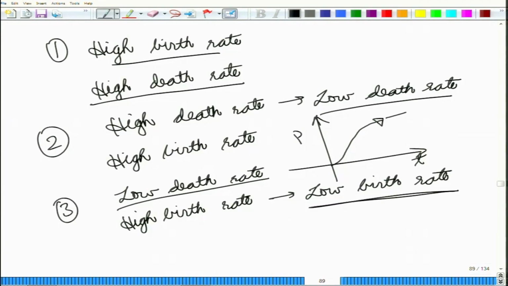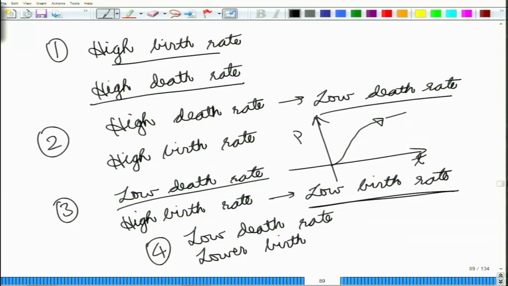Now, the fourth stage in the transition could be a stage in which you continue to have a low death rate, but you have an even lower birth rate. So, we had talked about the replacement level fertility. A replacement level fertility is a situation in which you have two people in the parental generation and they are able to replace themselves in the next generation. So, for instance, you have a mother and a father, two people in one generation, and then in the next generation you also have two kids. So, that is the replacement level fertility.